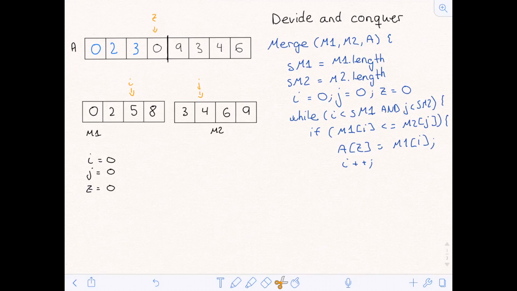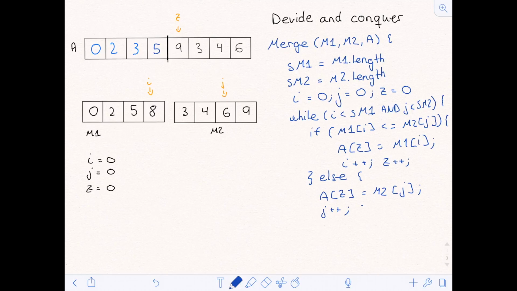What I mean by increment is that once we put the number 5 here, so if we were to keep doing this process, we would have to put the 5 here, and then i would be incremented to be looking at the next element, and z would be incremented to be looking at the next element. So that's what we're going to do. We're going to say z plus plus as well, okay? Else, we'll say element z in a is equal to element j in m2. And as well, we have to increment j plus plus and z plus plus.